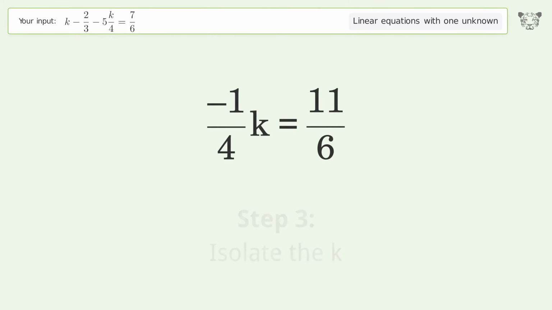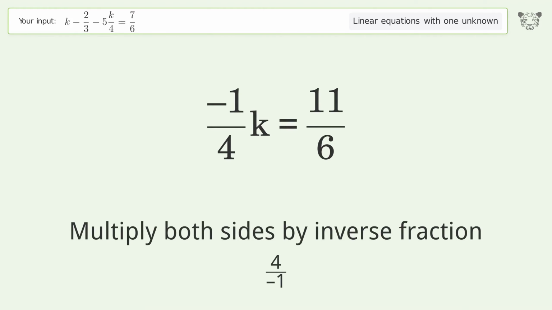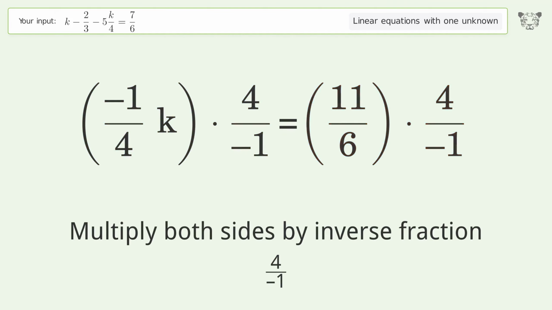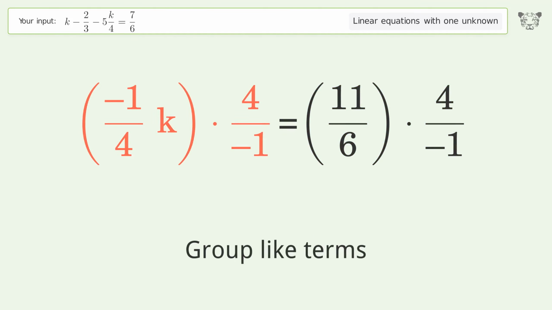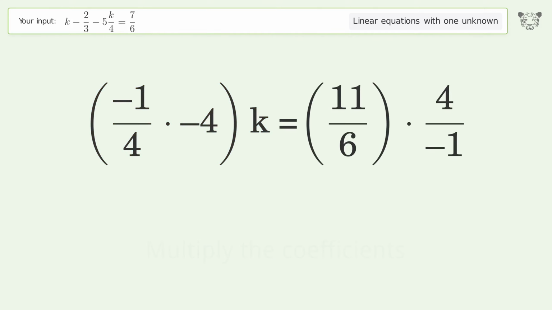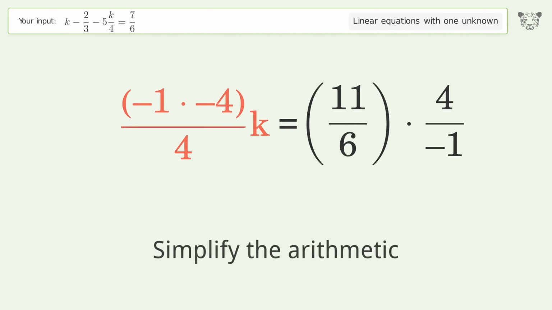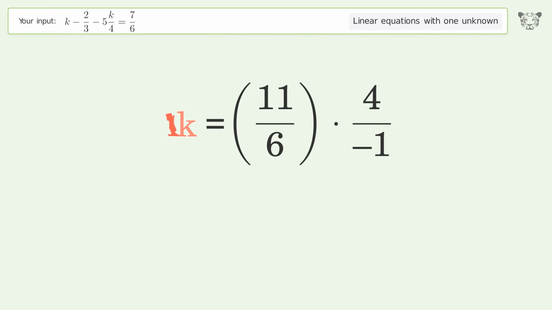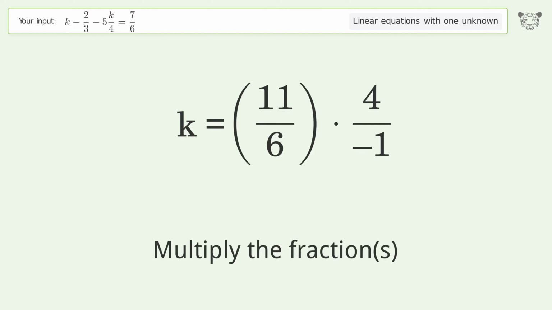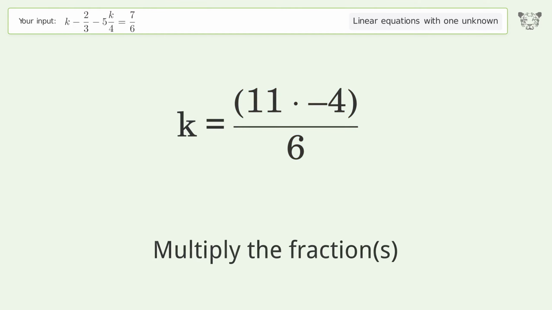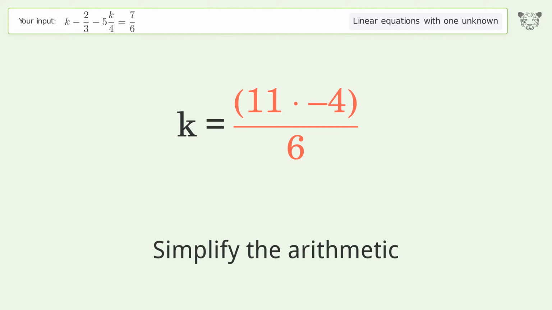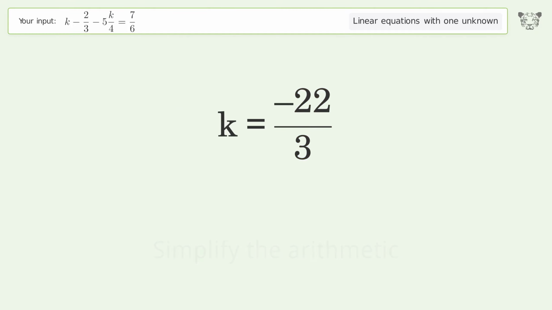Isolate the k. Multiply both sides by the inverse fraction 4/-1. Group like terms. Multiply the coefficients. Simplify the arithmetic. Multiply the fractions. Simplify the arithmetic. And so the final result is k equals -22/3.